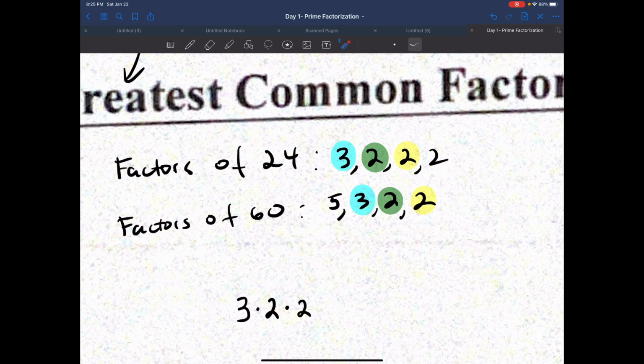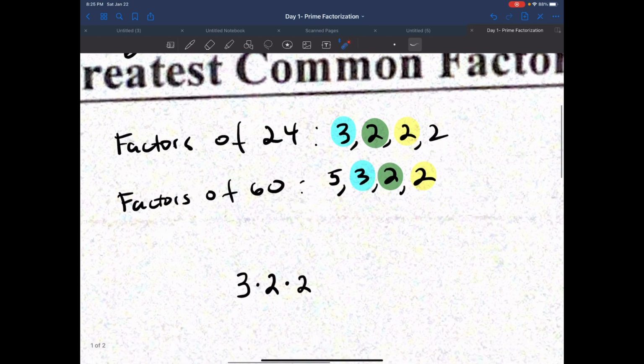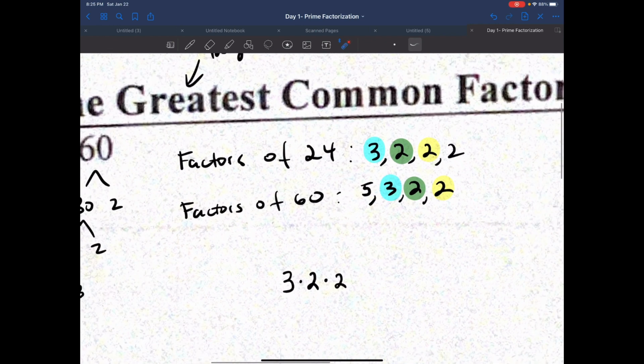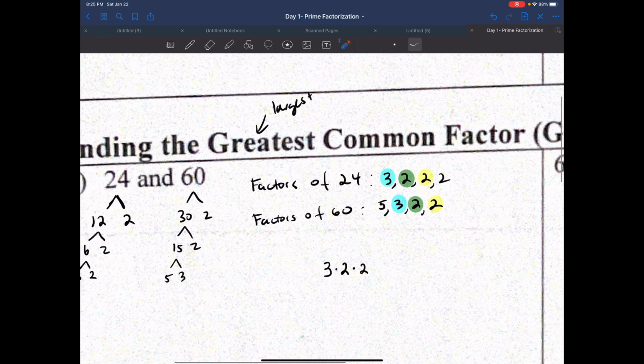So now that I figure out what they have in common, I'm going to go ahead and figure out the greatest or the largest factor in this case. Remember, greatest common factor means what is the largest number that goes into 24 and 60. Well, let's take a look. We have this all written now. This is what we have when we figure out the common factors.